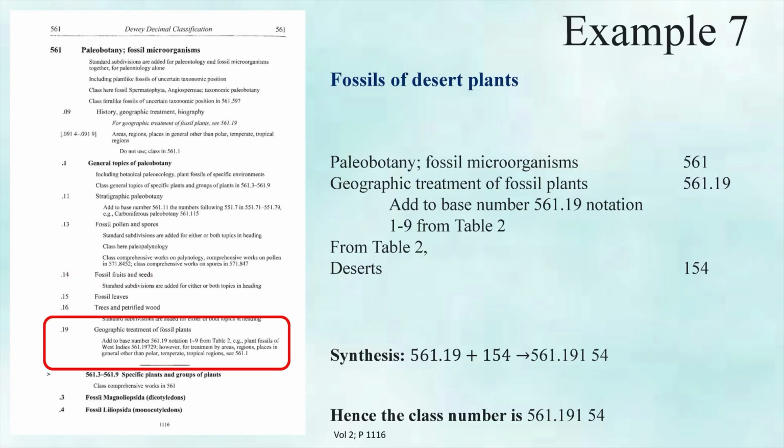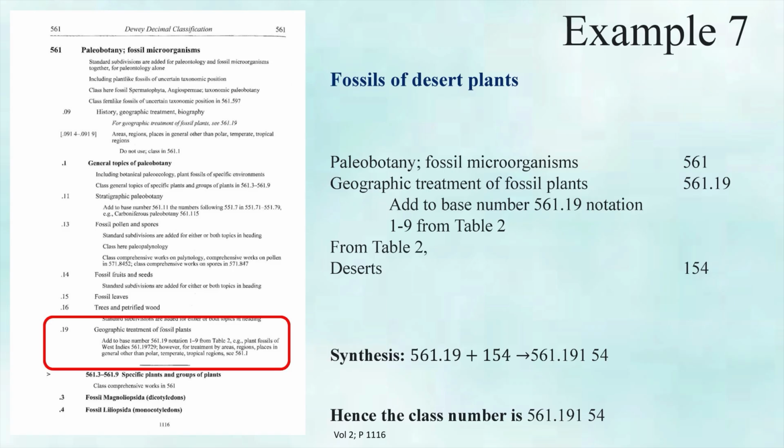Fossils of desert plants. As we have mentioned, the study of fossils comes under paleontology, that is 560. The title deals with plant fossils of the desert. So paleobotany, or the fossil microorganisms related to plants, is in 561. There is a geographic notation, that is desert plant.